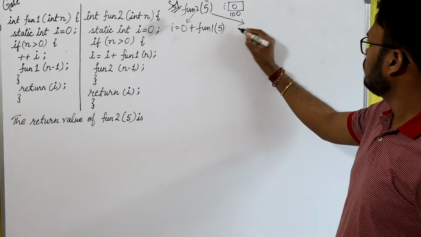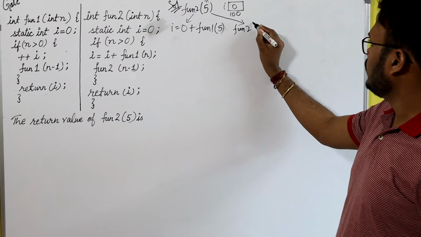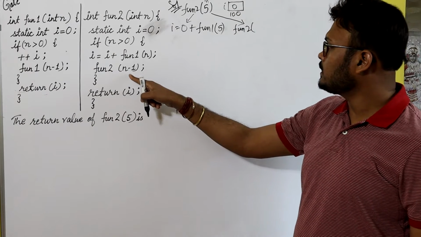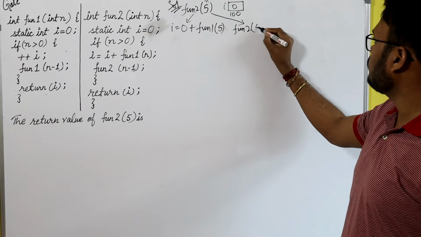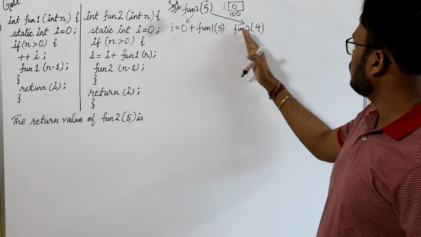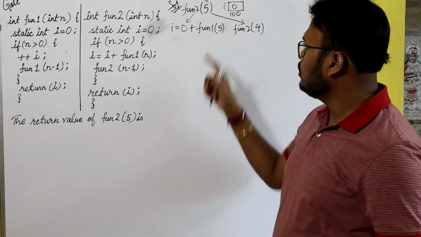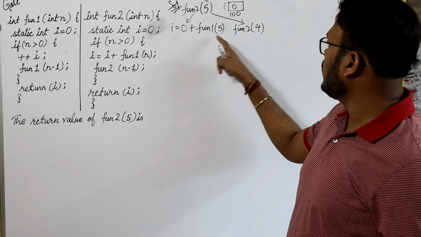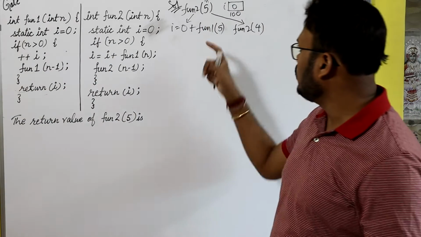With fun2 and with the argument as n minus 1. The value of n is 5, so 5 minus 1 is 4. So let's solve this fun2 part later. First solve this now. So here fun1 and the parameter is 5. It means the fun1 function has been called here.